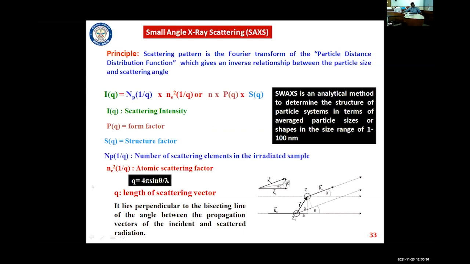And so this is the formula. In X-ray diffraction, the formula is Bragg's law, n lambda is equal to 2d sin theta. In small angle X-ray scattering, q is equal to 4 pi sin theta by lambda, where q is the length of the scattering vector, theta is the scattering angle, and lambda is the wavelength of the target. We also used copper K alpha here. And this is the scattering vector, which is shown here.